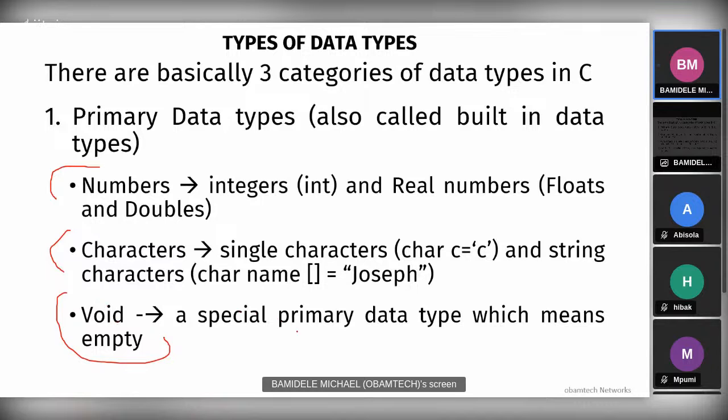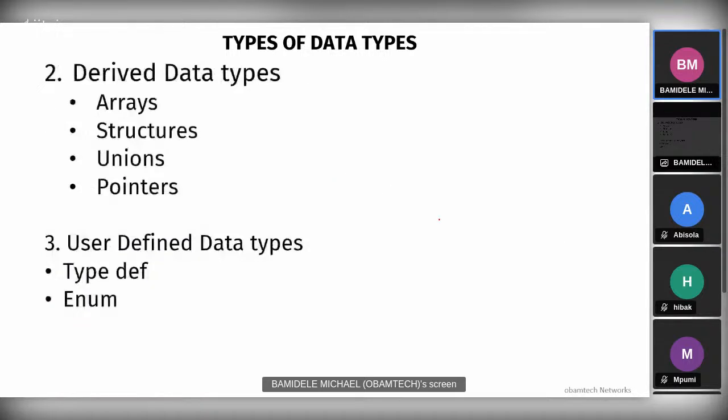It means it is a data type that means empty. So it's a special primary data type. Among the three categories of data type, we have talked about the primary data types, which involve numbers, characters, and void. And don't forget numbers, we've talked about it under constant. There are two types. It can either be an integer or float, so we don't want to waste time.